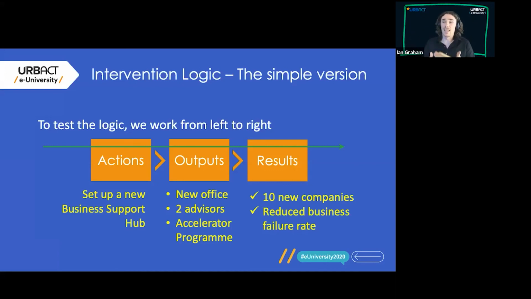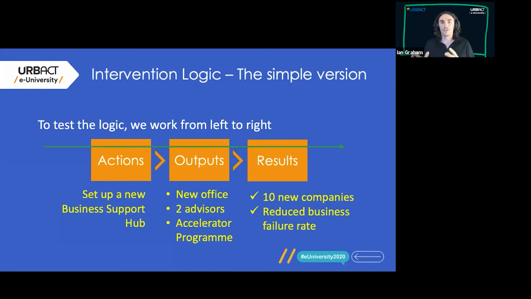So it might be we say, actually, it'll do some of that, but not as well as we'd like, so we won't need to add some other outputs in there and develop our action to do that. Or we might need to have a separate action which also contributes to that same result. So it's just a way of testing through, do those steps make sense?